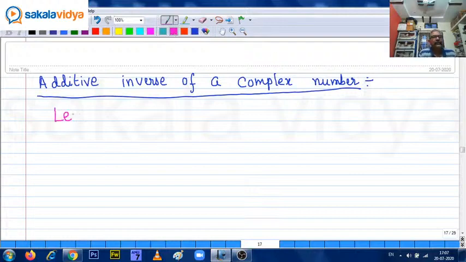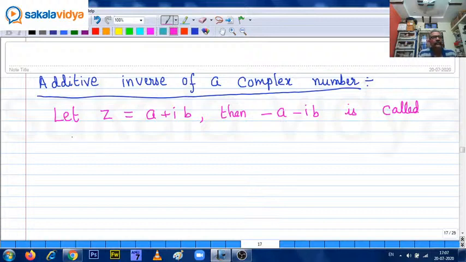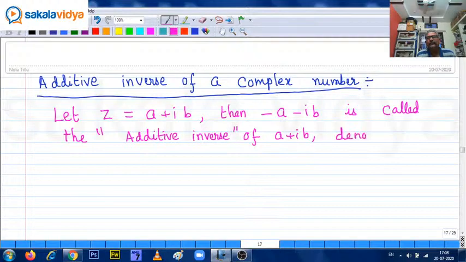Suppose, let z is equal to a plus ib, then multiply both real part and imaginary part with minus sign. Minus a minus ib is called the additive inverse of a plus ib, denoted by minus z. Therefore, additive inverse of z equal to minus z. That's all.